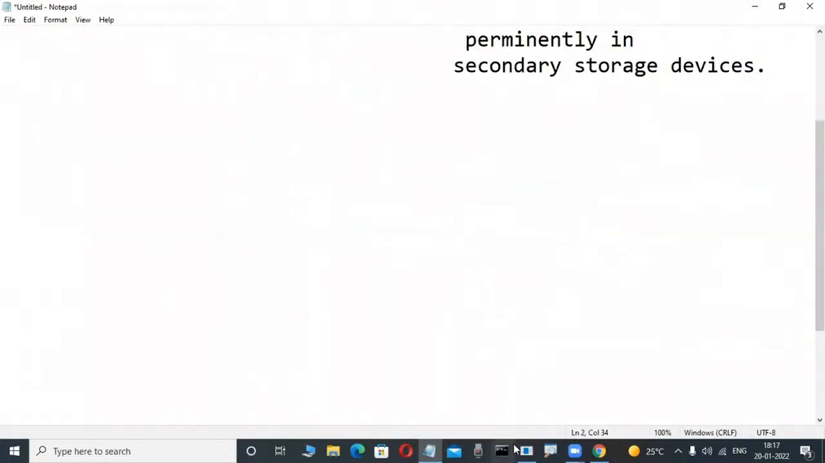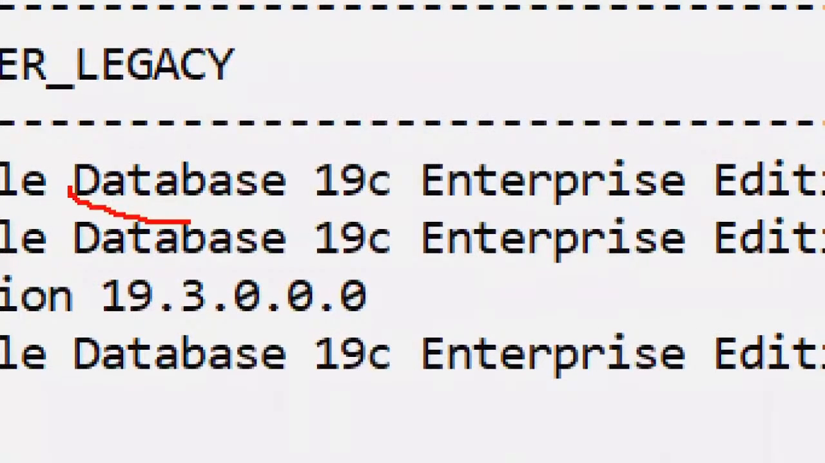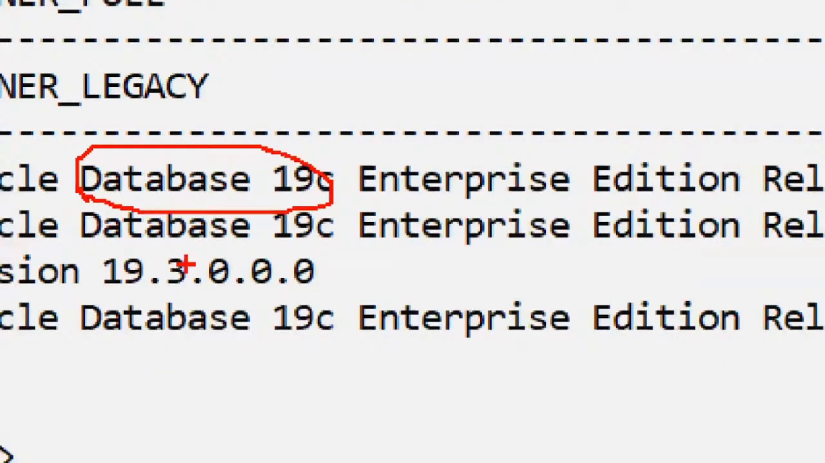Now check it out, concentrate here. For example, don't worry, suppose this is an Oracle database. Really, in my system, so many classes we are teaching, so many tables are there.